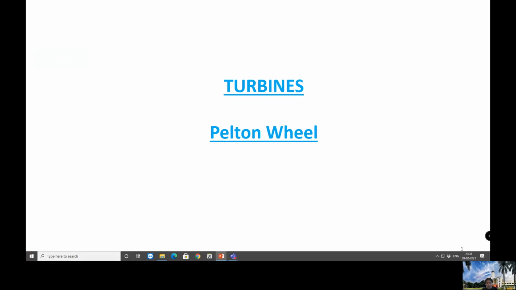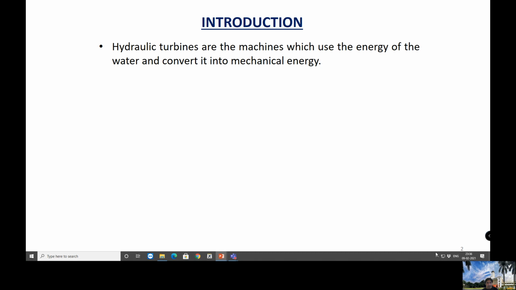So today's experiment is about the Pelton wheel, which is a type of turbine. So it's very important to understand the basics of turbines as well, which we are going to cover in this lab lecture.